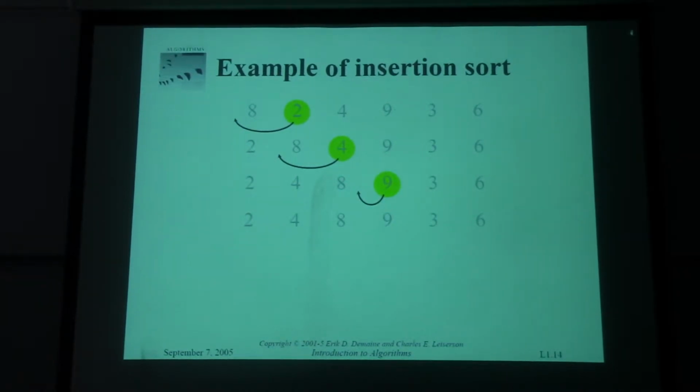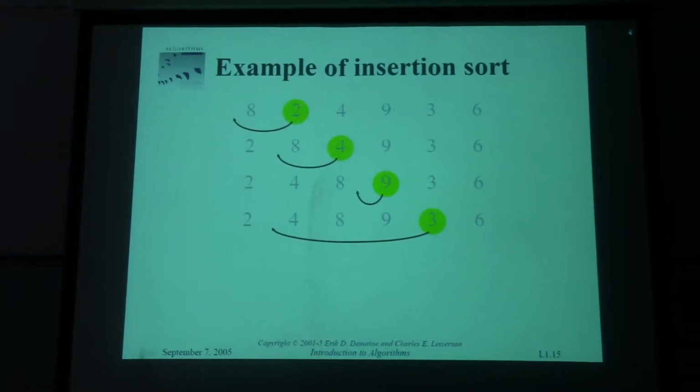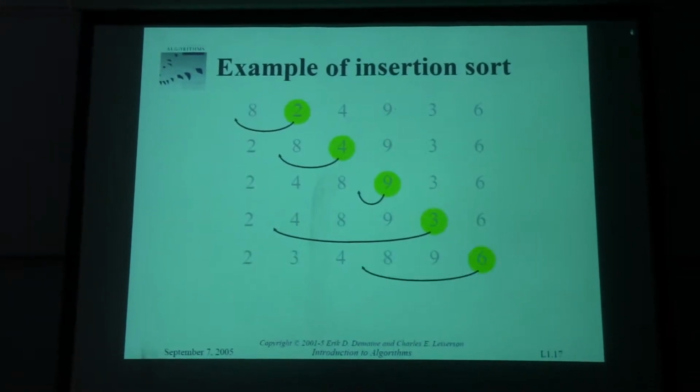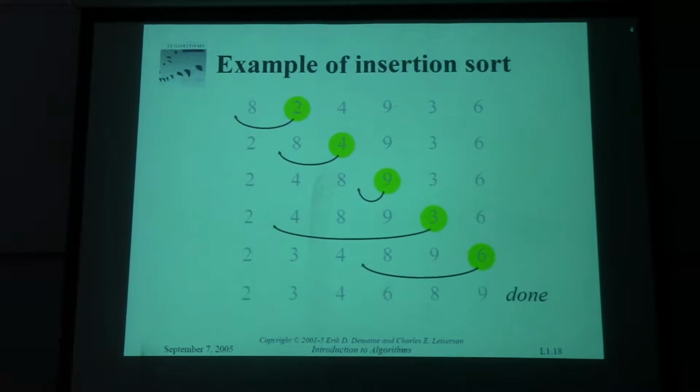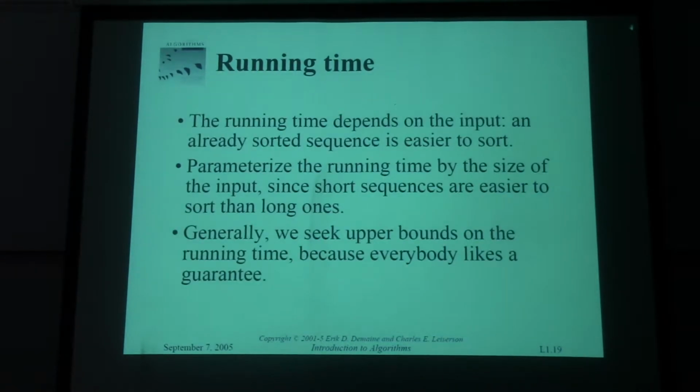Next one is 3, and it's going to slide how many times? 3 times, right? So the 9 will slide, 8 will slide, 4 will slide, and 3 will slip in here where the 4 used to be. And the last element is a 6, and that's going to slide 2 more times, and then after that, we finish.